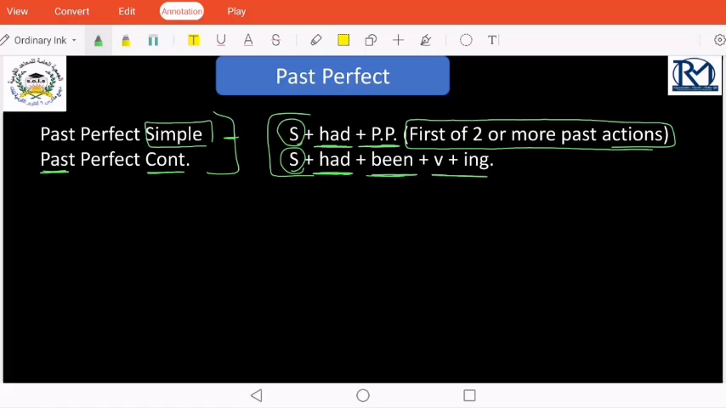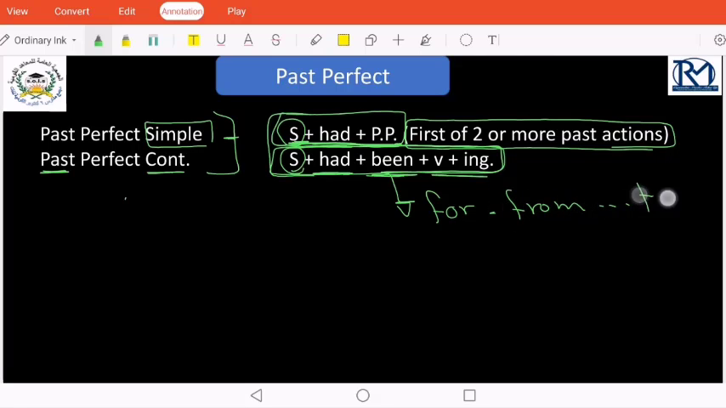We will explain that. The past perfect simple, which is indicated by had plus past participle, can be used without durational expressions. The past perfect continuous, had been plus verb plus ing, must be used with any durational expression like from, to, or for, or the word all. But both of them indicate the first action that was completed first, then followed by another action.